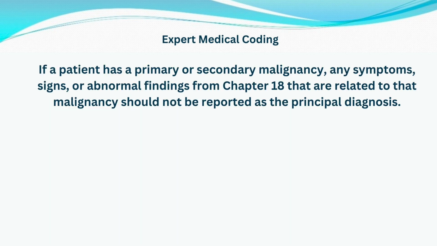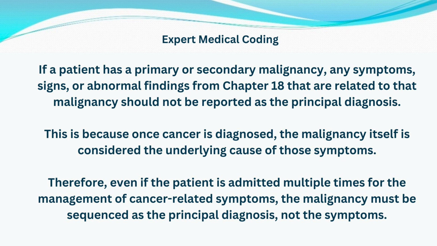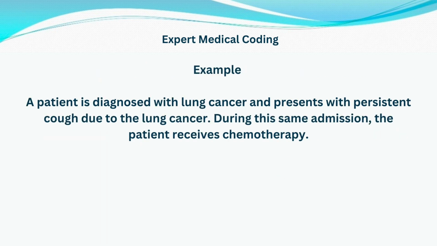If a patient has a primary or secondary malignancy, any symptoms, signs or abnormal findings from chapter 18 that are related to that malignancy should not be reported as the principal diagnosis. This is because once cancer is diagnosed, the malignancy itself is considered the underlying cause of those symptoms. Therefore, even if the patient is admitted multiple times for the management of cancer-related symptoms, the malignancy must be sequenced as the principal diagnosis, not the symptoms. Let us see an example here.